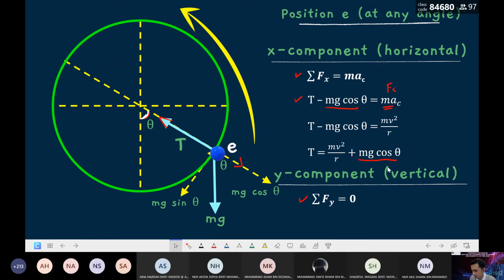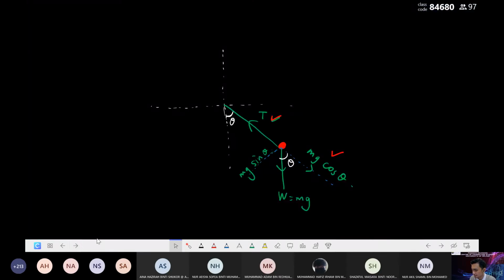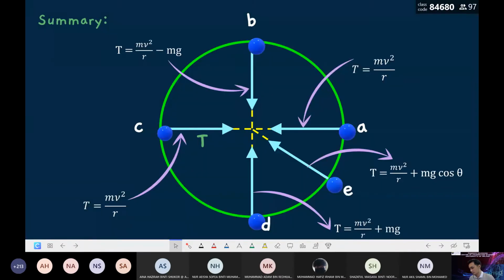Now the tension at any angle is equal to the centripetal force plus mg cos theta. So let me summarize all four positions. Okay, so we do have A and C. Okay, at A and C, the tension is equal to the centripetal force. Okay, this is the first position.